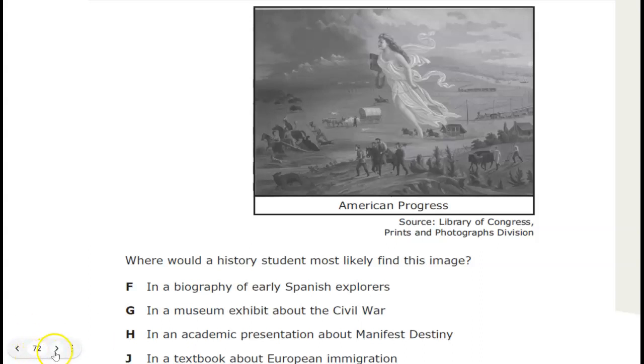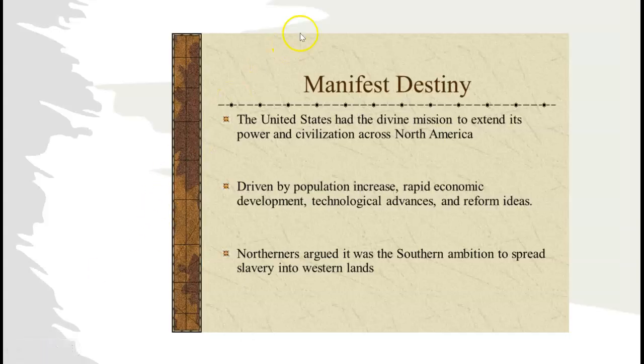Inside of that presentation. Okay, so manifest destiny is the belief that the United States had the divine right and the mission to extend the power of its civilization across North America. It's driven by population increase. So in the next couple of weeks, we're going to talk about immigrants coming to the United States from Europe. Next week we'll talk about economic development and technological advances in the Industrial Revolution, and we're going to talk about reform ideas the week after.